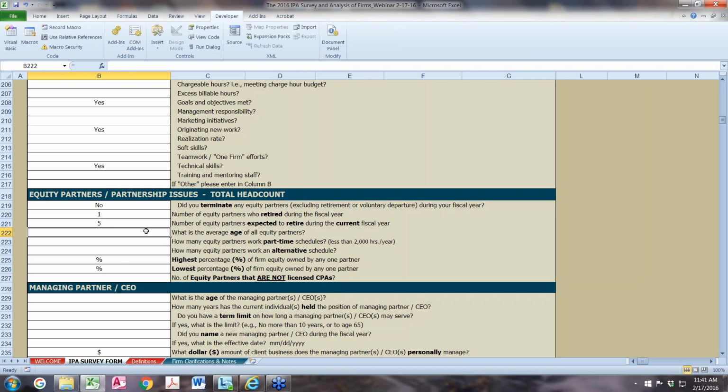Row 227, let me call your attention to that because this is an area that we always get questions on. What we're looking for here is the number of equity partners who are not licensed CPAs. We're not looking for the number of non-equity partners in this arena.